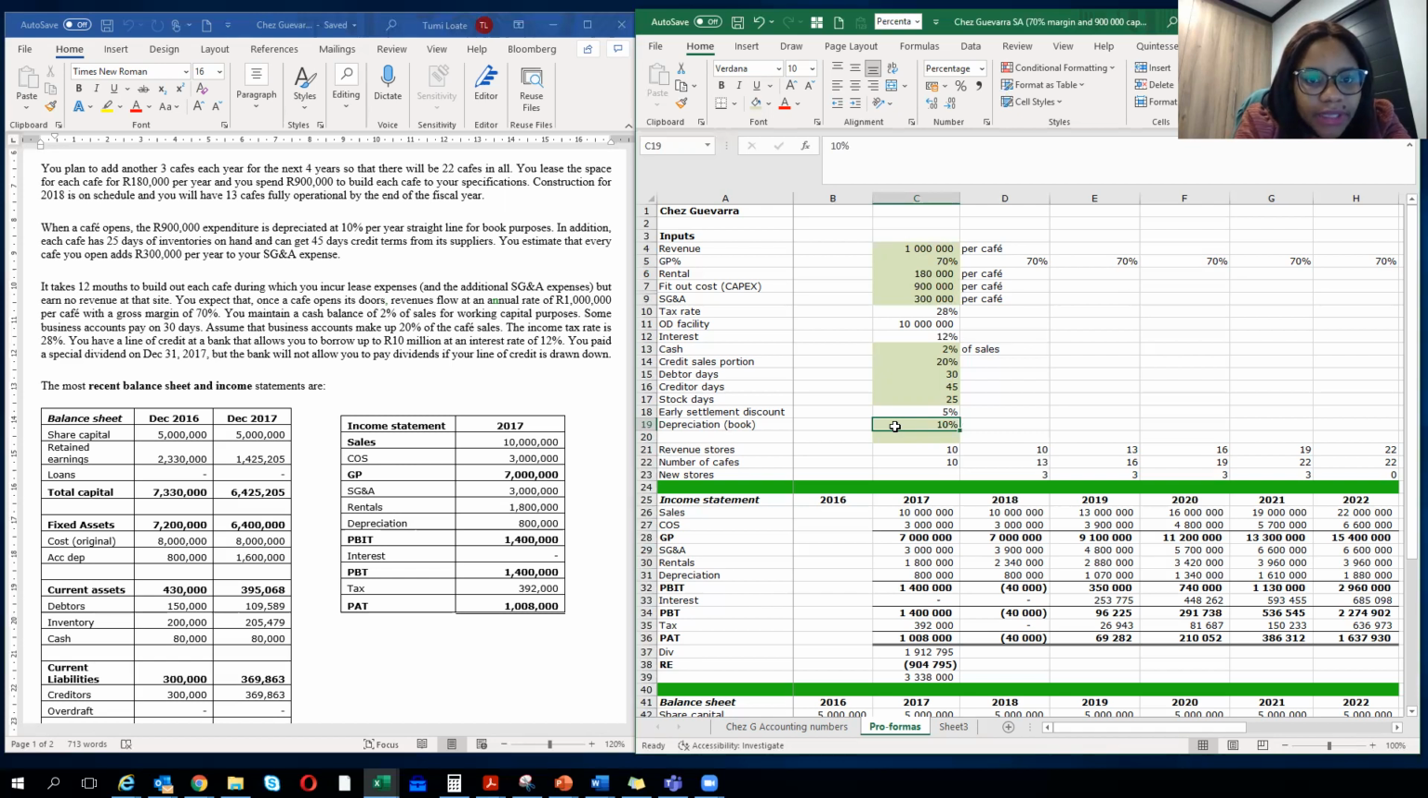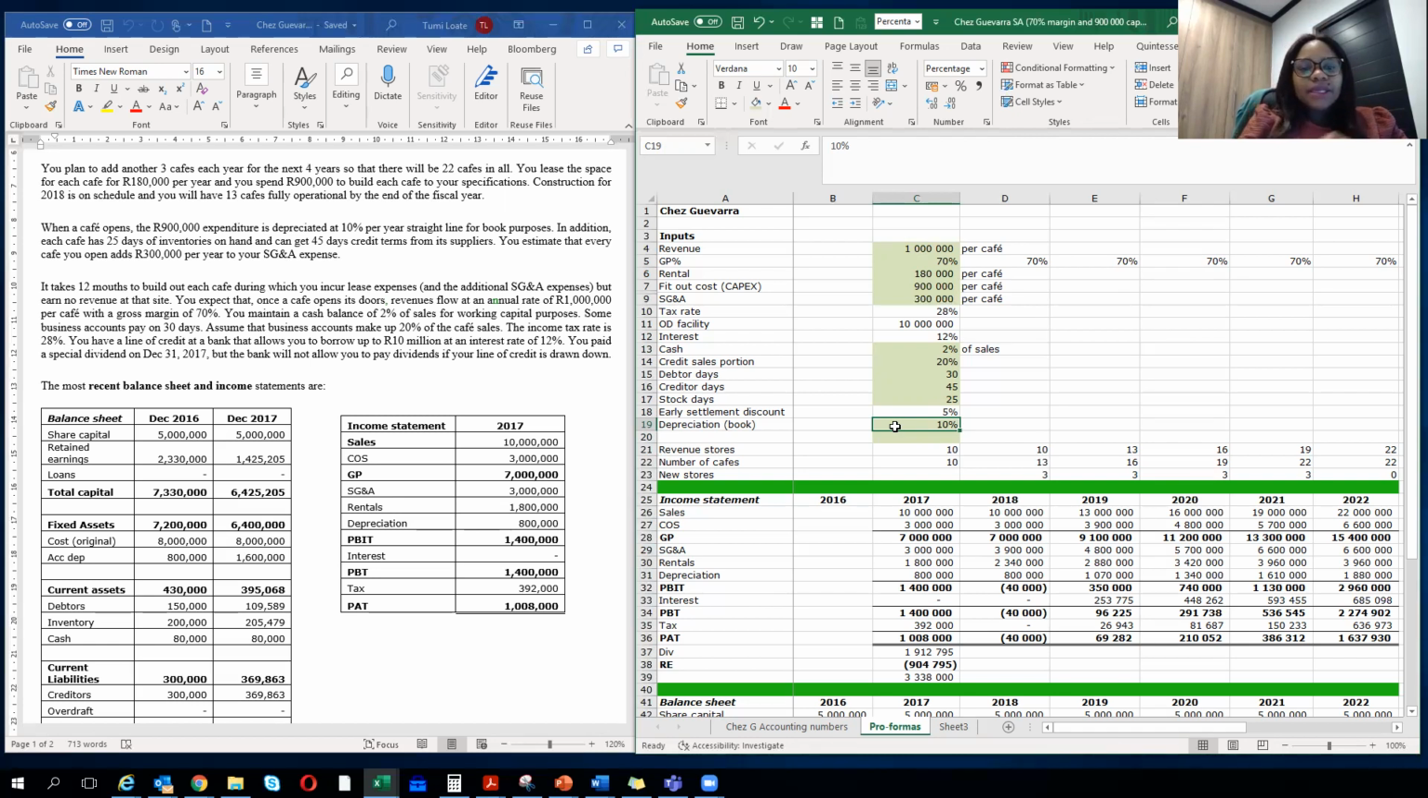Okay. Assume that business accounts make up 20% of cafe sales. Okay, we've already noted that. Makes up 20% of your sales. And it says the income tax rate that we want to note down is 28%. You have a line of credit at a bank that allows you to borrow up to 10 million at an interest rate of 12%. You paid a special dividend on 31 December 2017, but the bank will not allow you to pay dividends if your line of credit is drawn down.